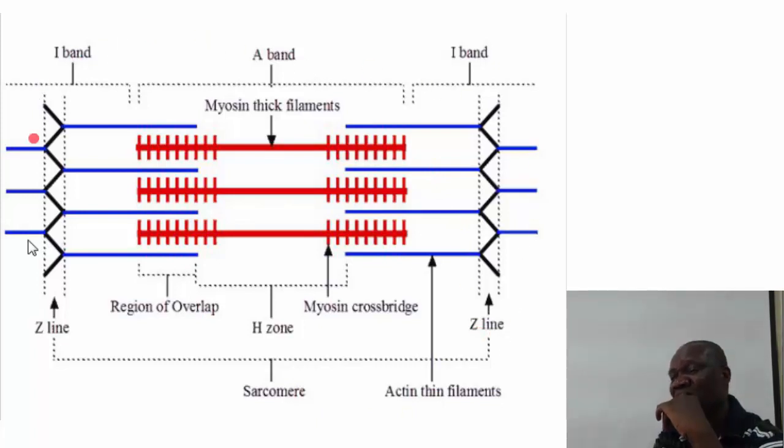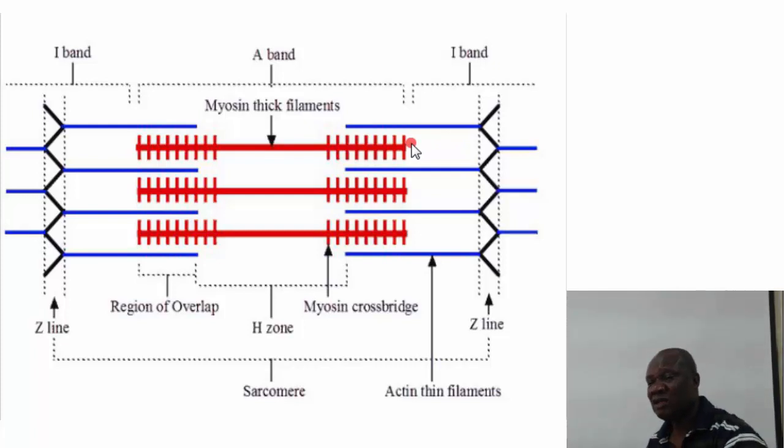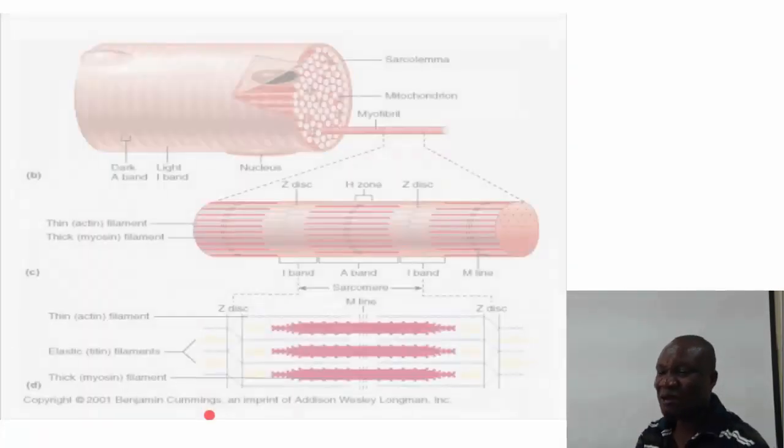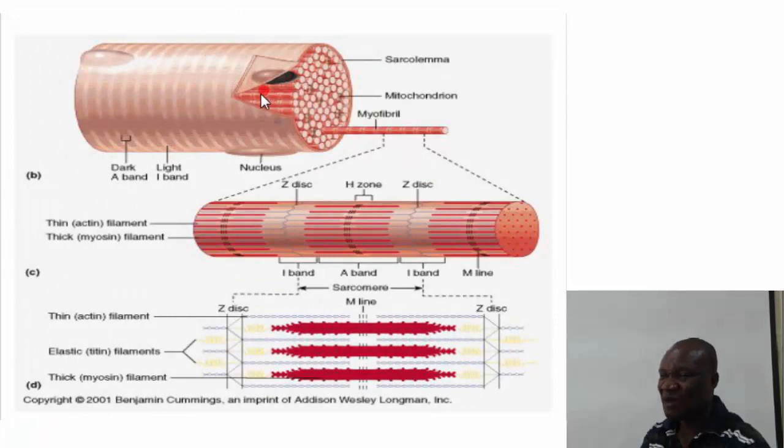Now, this arrangement of the myofilaments gives rise to the striations found in muscle. Okay, I'll go over it again. If we look at our muscle, this is a muscle fiber. It's striated. You can see bands of lines along the skeletal muscle. Now, this striation is due to the arrangement of the myofilaments in the myofibril.